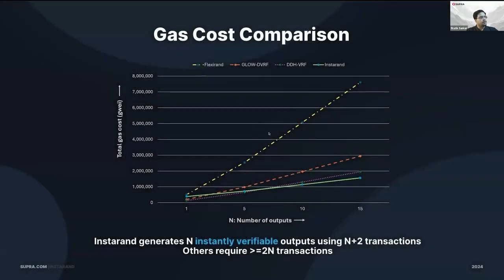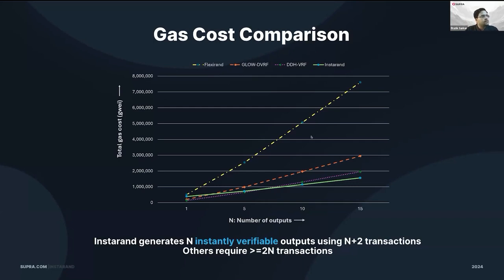Now let me talk about the gas cost comparison. As you can observe, InstaRand generates n instantly verifiable outputs using n+2 on-chain transactions, because you need 2 transactions in the pre-computation phase, and in the online phase, the clients just send the output to the VRF smart contract. So that is 1 transaction for each output. That's why we can generate n outputs using n+2 transactions, whereas all the other protocols require at least 2n transactions.